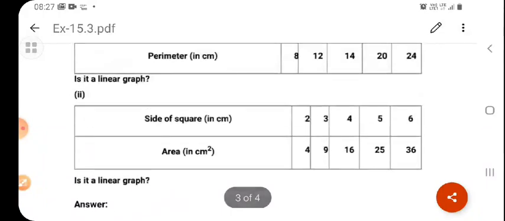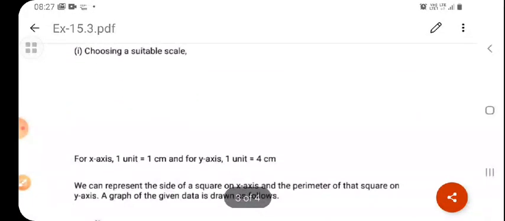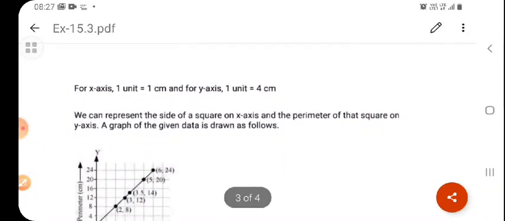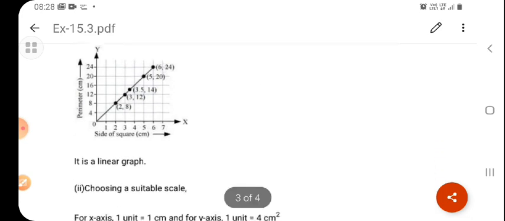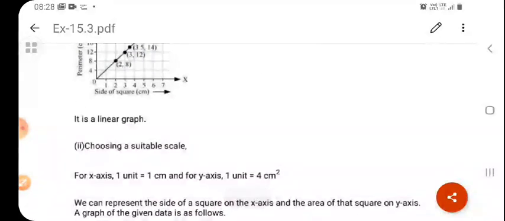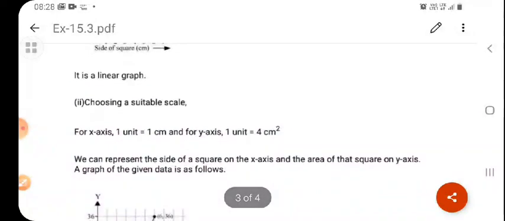So choosing a suitable scale, we will plot this graph. In the first, 1 unit is taken as 1 centimeter, and on the y-axis 1 unit is equal to 4 centimeters. So there is a gap of 4 centimeters on the y-axis: 0, 4, 8, 12 for the perimeter, and on the x-axis we have taken the side of square as 0, 1, 2, 3, 4, 5, 6, 7. So we will plot the points 2, 8; 3, 12; 3.5, 14; 5, 20 and 6, 24 by the x and y axis.